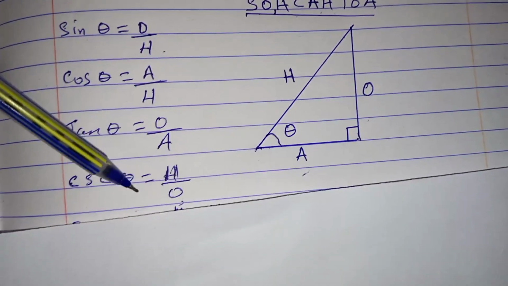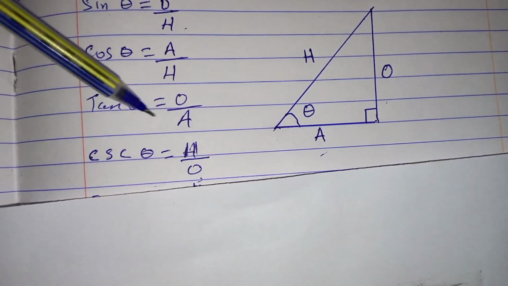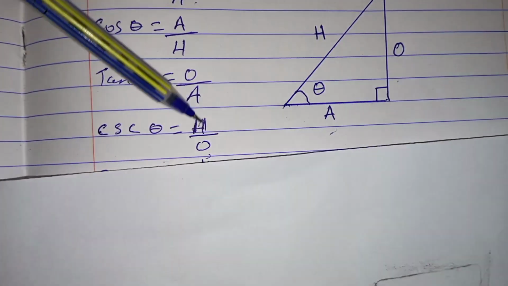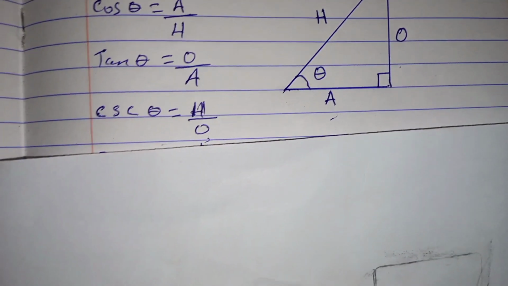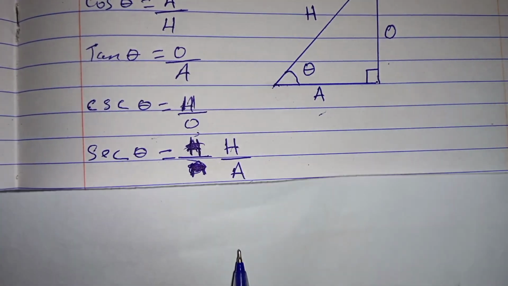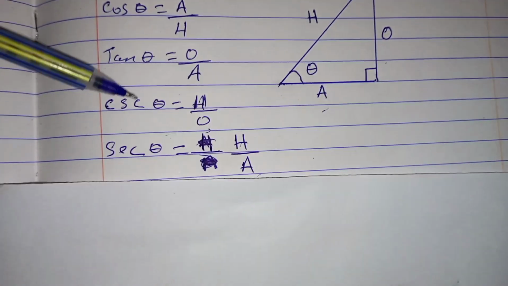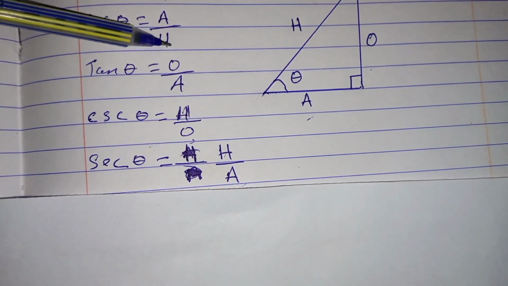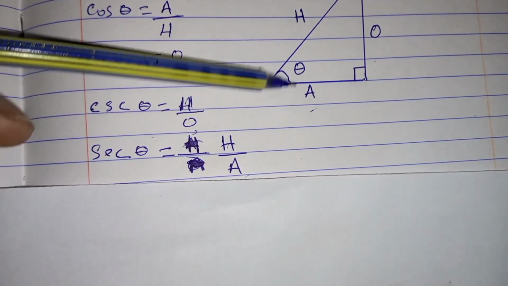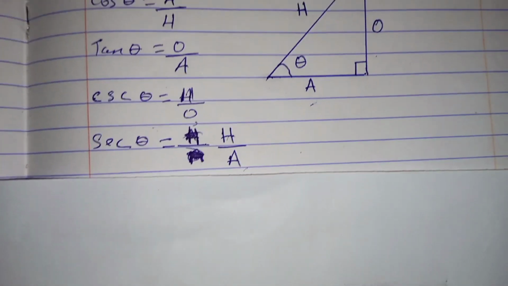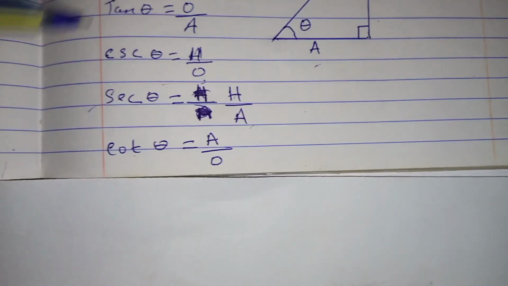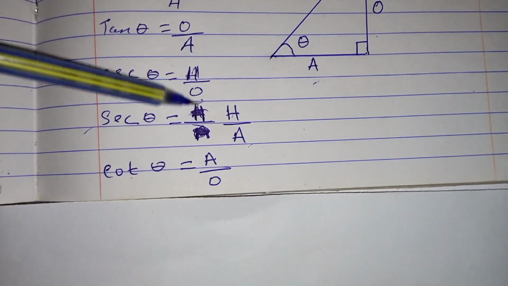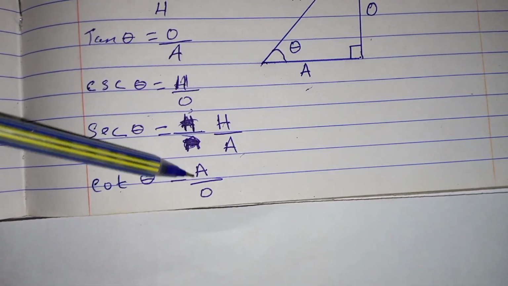And tan theta from SOHCAHTOA will be given by opposite all over adjacent. Cosec theta is the inverse of sin theta, so it will be given by hypotenuse all over opposite. Then sec theta is the reciprocal of cos theta, so it will be given by hypotenuse divided by adjacent. And finally, cot theta is the reciprocal of tan theta, and it will be given by adjacent all over opposite.